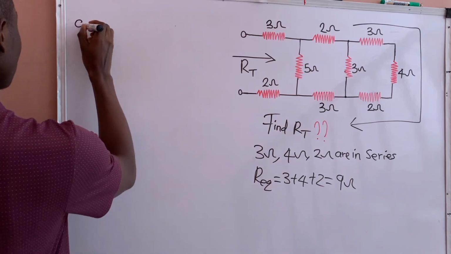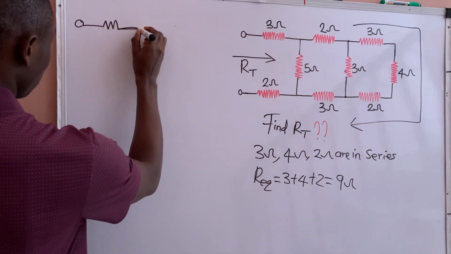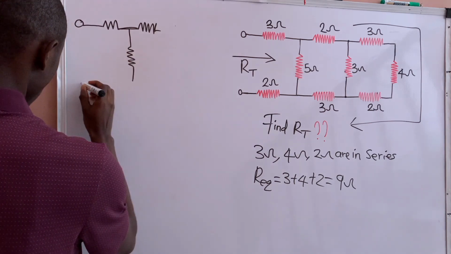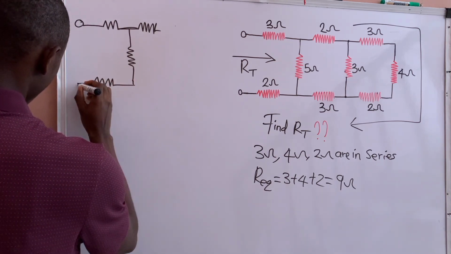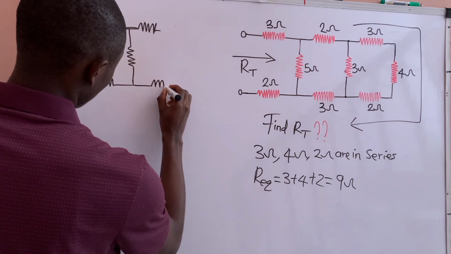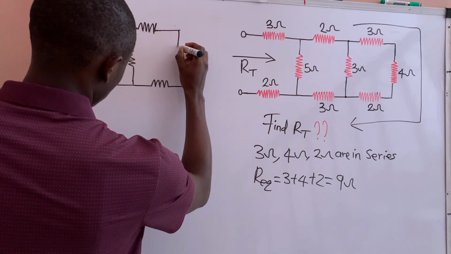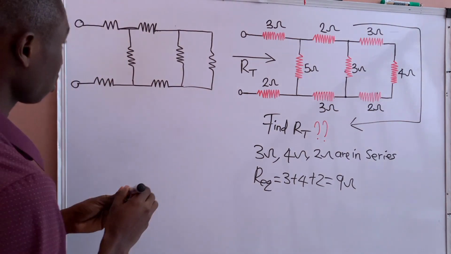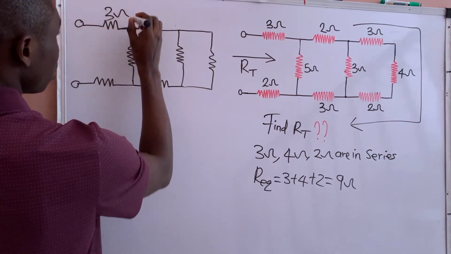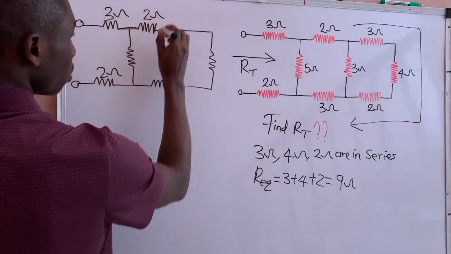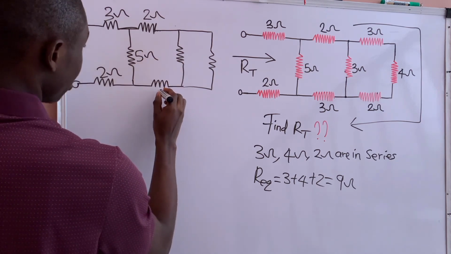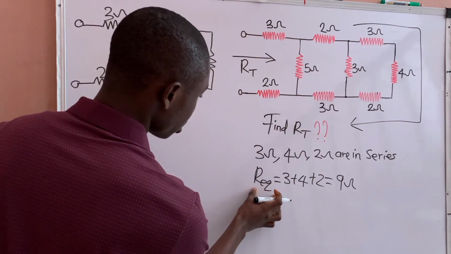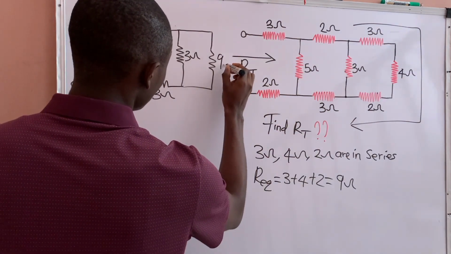This will be our first redrawing. So we have 3 ohms, 2 ohms, 2 ohms, 5 ohms, 3 ohms, 3 ohms, and the total resistance, which is the equivalent resistance of these 3, is 9 ohms.